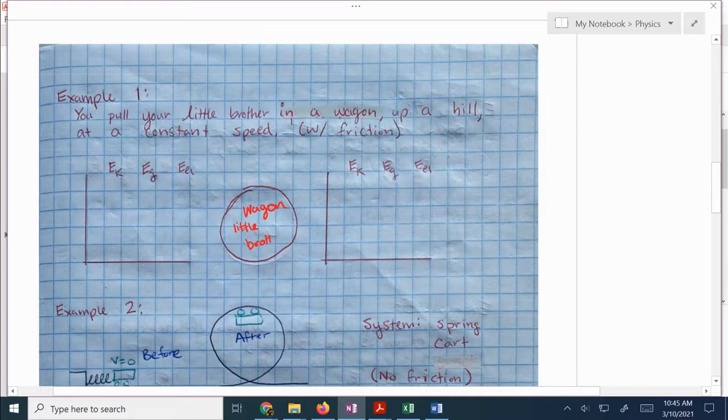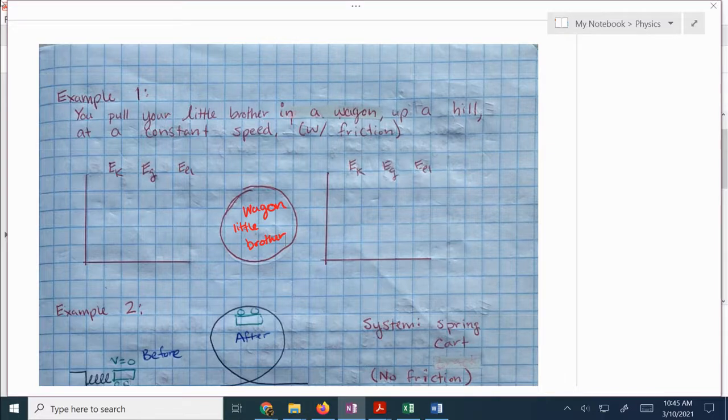Now, this is a really good example of, okay, I'm putting a person in the system, but I could easily replace my little brother with a sandbag, and it wouldn't really change the situation at all, right? My little brother isn't interacting, he's not adding or subtracting energy. So I can put my little brother in the system.